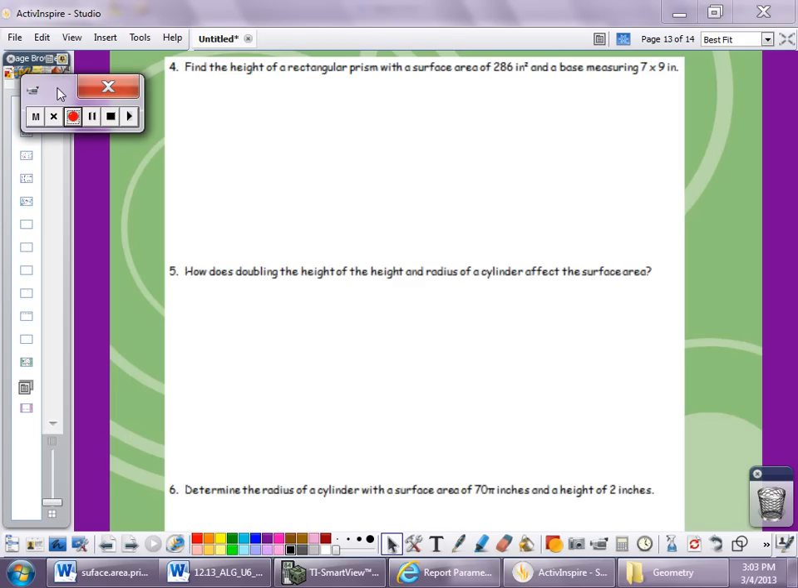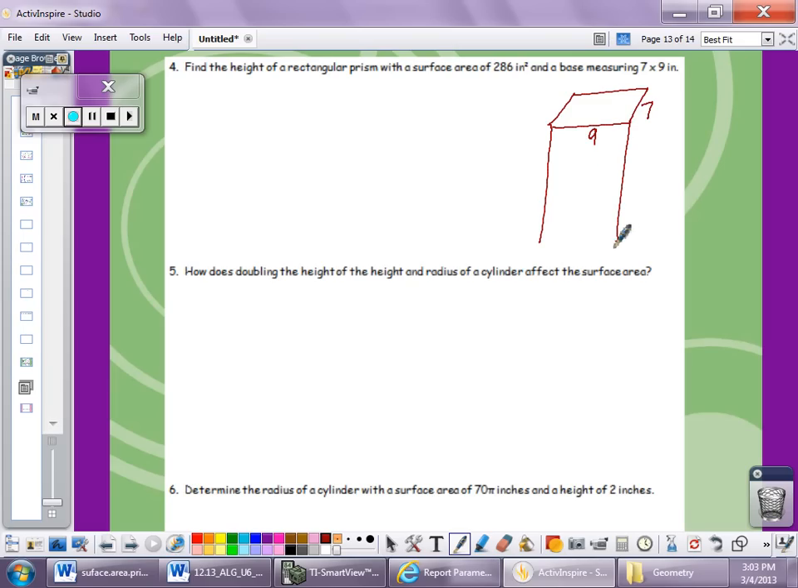So this one asks, find the height of a rectangular prism with a surface area of 286 inches squared and a base measuring 7 by 9. So if I'm looking at this, I know my base is 7 by 9. That isn't really drawing to the best scale. So what I'm looking for here is the height here.